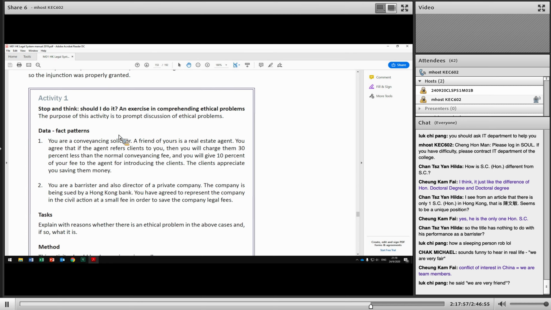You just confine your answer to the three parties: the lawyer, the estate agent, and also the client. It seems that no one will suffer. Every party will get some benefit. Sometimes the arrangement may be beneficial to some people, but it may not be so good for the society or for the profession.